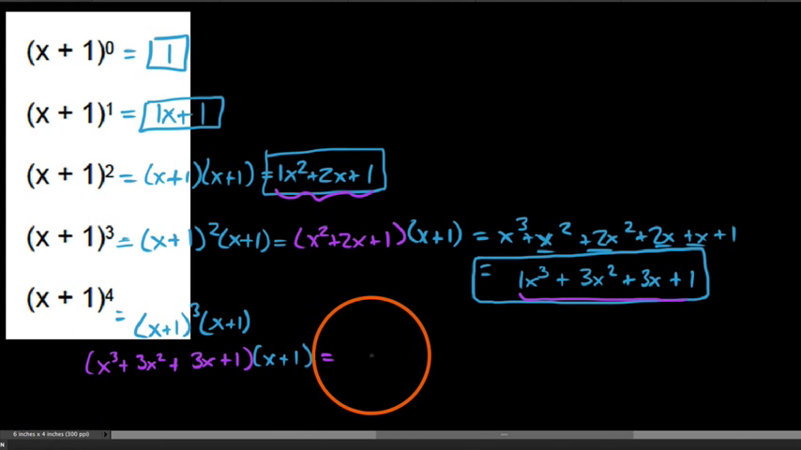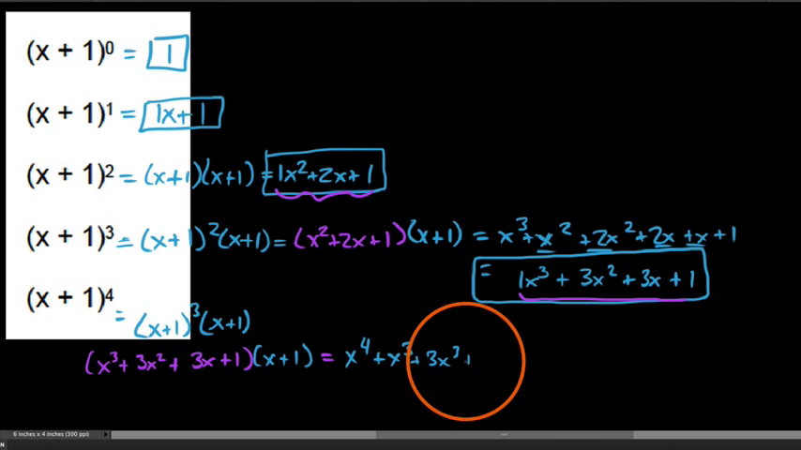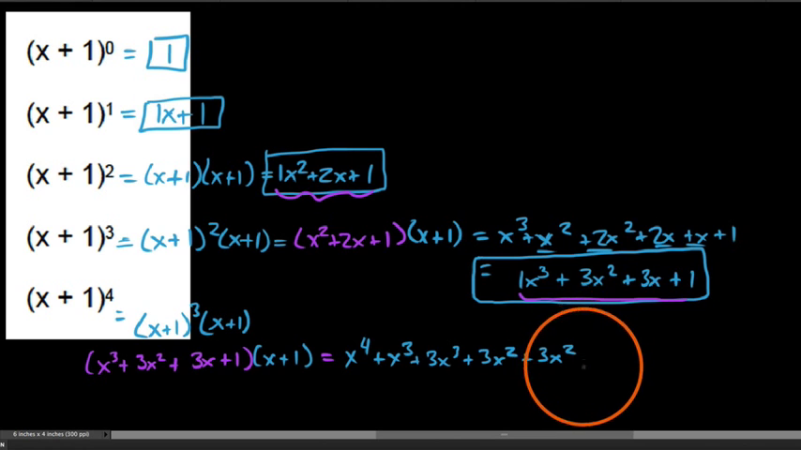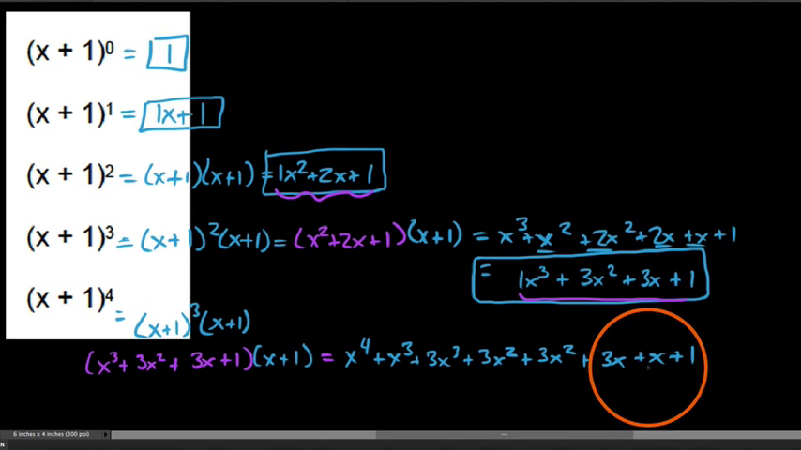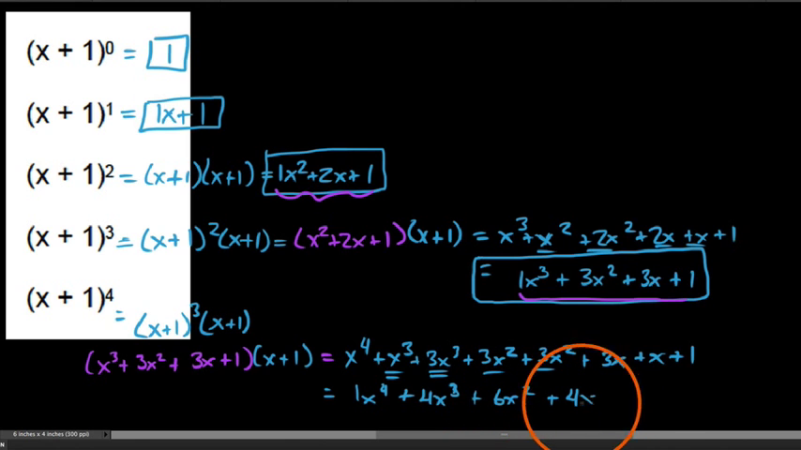Going ahead and distributing our x cubed, we get x to the fourth plus x cubed. Then distributing the 3x squared, we get plus 3x to the third plus 3x squared. Now we'll distribute our 3x, so we get 3x to the second plus 3x. Then we'll distribute the 1, so we get plus x plus 1. Combining like terms, we get 1x to the fourth. For x to the third, we get 4 of those, so plus 4x to the third. How many x's to the second? We get 6 of those, plus 4x to the first plus 1 constant. I'm going to put a big box around this right here.